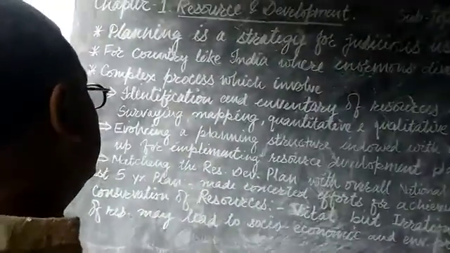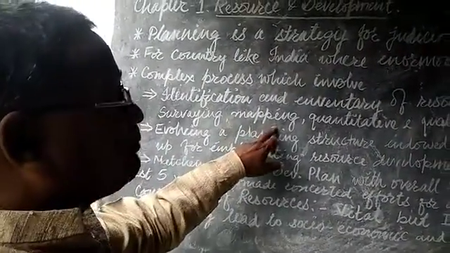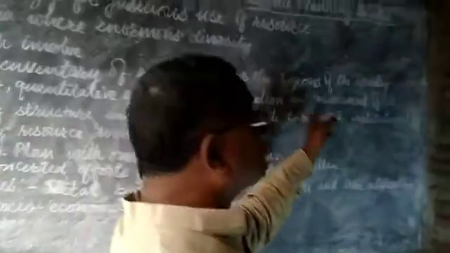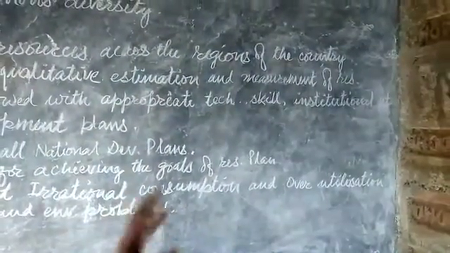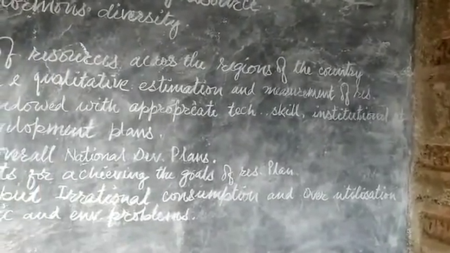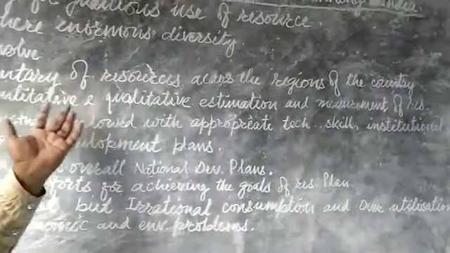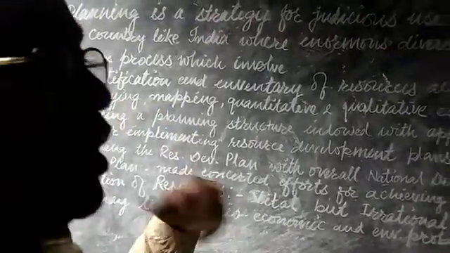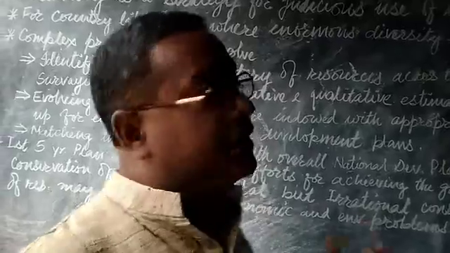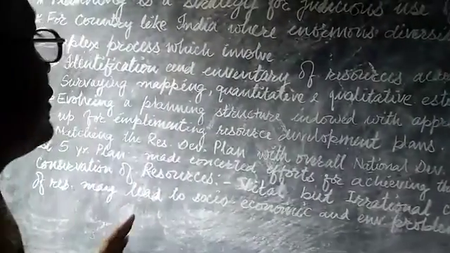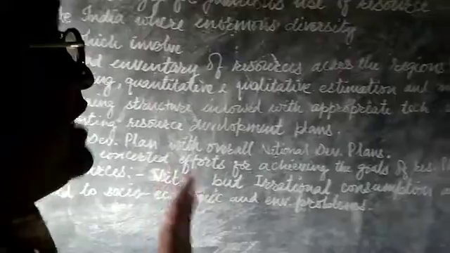And in this process, surveying, mapping, quantitative and qualitative estimation of resources, and measurement of resources are also a must. Measurement means what amounts of minerals and other resources are found. Estimation means what amount and what quality they have. Mapping means in which region and direction resources are found. And surveying means all the aspects that are found in our country are included in the surveying system. So this is the first step if we want to plan the resources in our country.